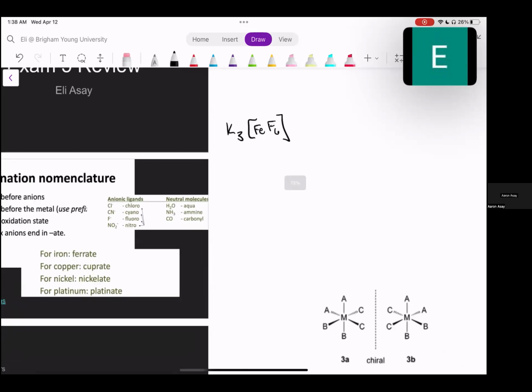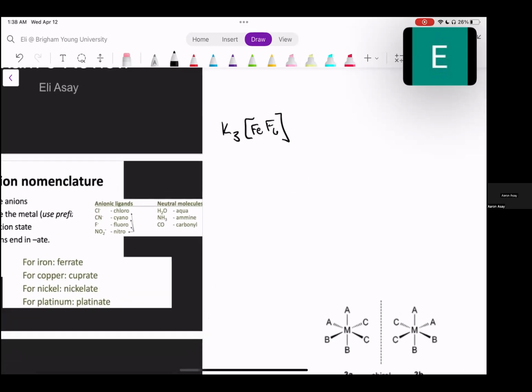Perfect. All right, so again, this is our cation. This is our anion. So that's how we're going to split them up. So let's start with our cation right here. So easy enough. This is just going to be potassium.